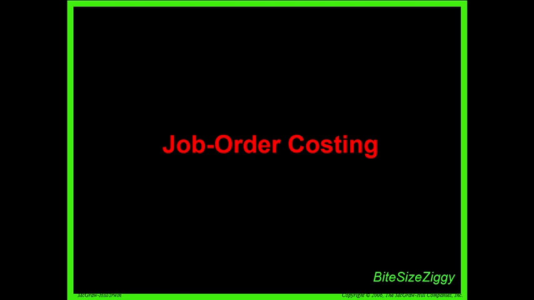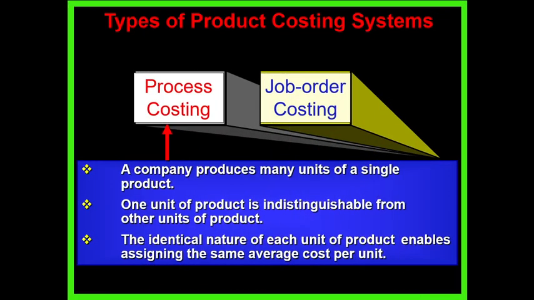Okay, so we'll have a quick discussion on the different types of product costing systems. Specifically for today, we're going to start our discussion on job order costing. Let's differentiate first the basic types: you have your process costing and job order costing.